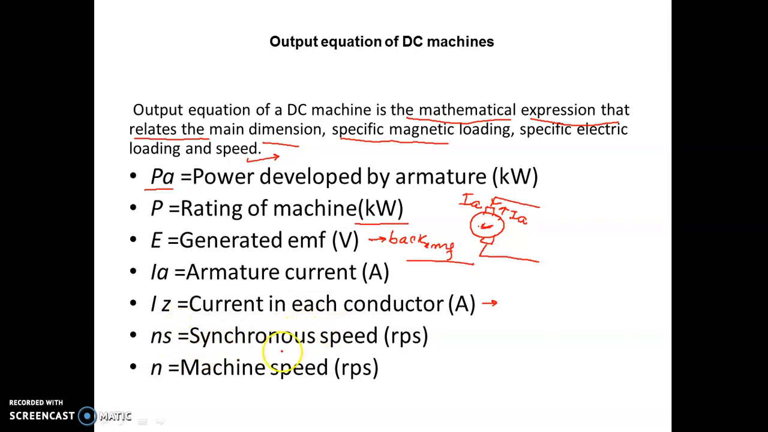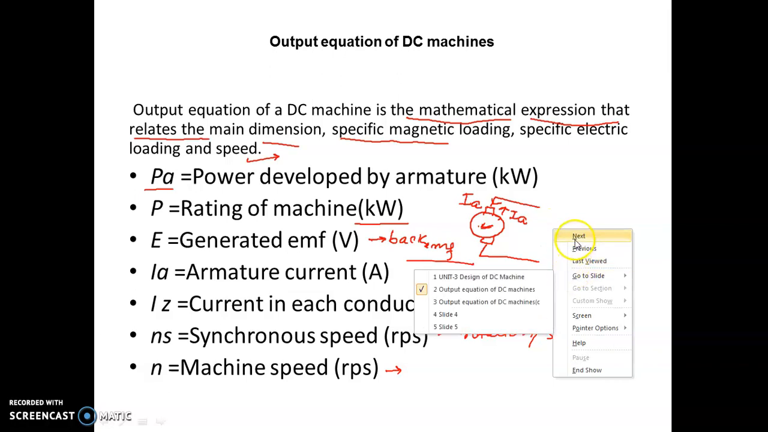NS is the synchronous speed. Here speed is taken in RPS, rotations per second. And N equals the machine speed, which is also taken in RPS, rotations per second. These are some of the nomenclature which has been denoted here.